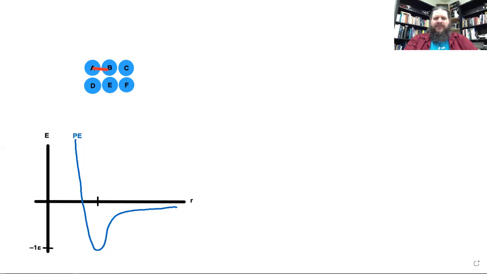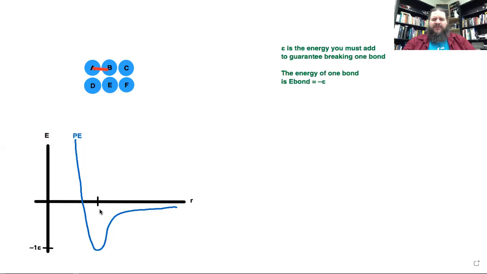So that's another thing we should consider here. The energy of one bond is negative epsilon, in the sense that we define the energy of a bond as less than 0. To break the bond, you have to add energy to bring it up to 0. But this is an important thing to consider. Any bond has a negative amount of energy. Creating a bond requires removing energy to create that negative amount. Destroying a bond requires adding energy to bring that negative up to 0.